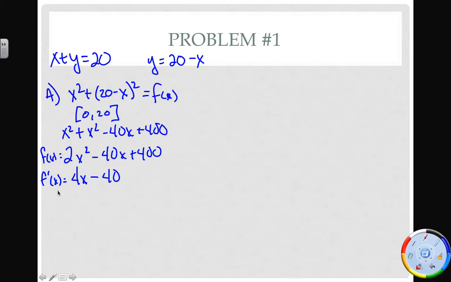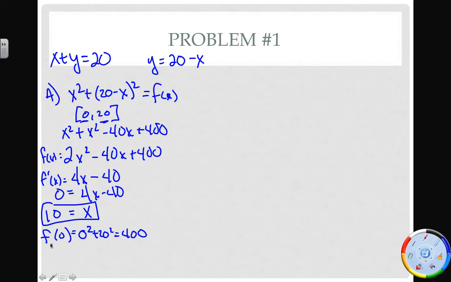And I want to know when this is equal to 0, because I'm looking for a critical point. I get x is equal to 10. So I have critical points of 10, 0, and 20, and I have to test all of them. f of 0 is 0 squared plus 20 squared, which is 400. f of 10 is 10 squared plus 10 squared, which is 200. And f of 20 is 20 squared plus 0 squared, which is 400.